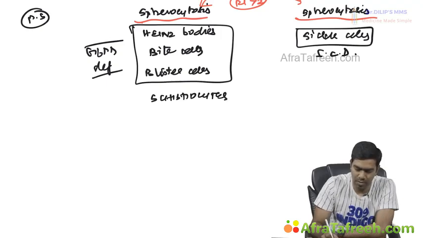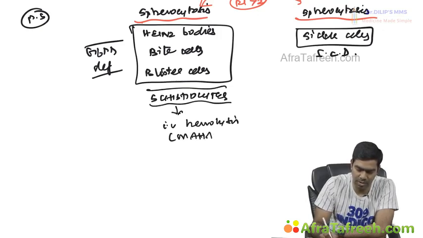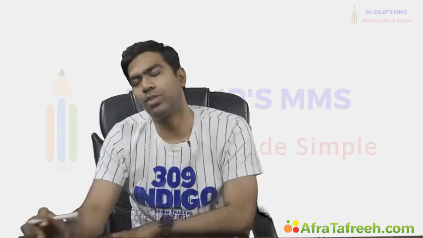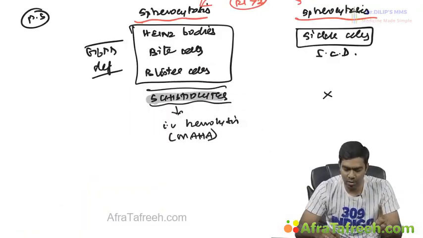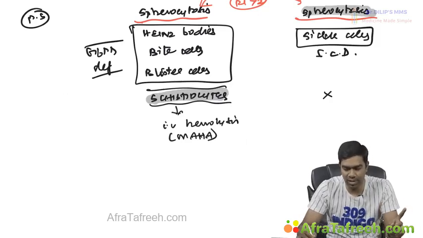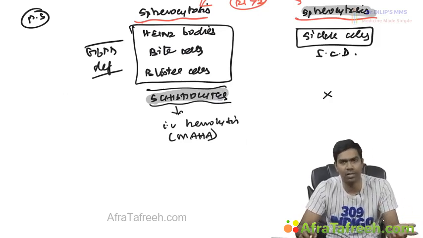Why is this point very important? Because schistocytes always point towards intravascular hemolysis. A typical example where you will see schistocytes is MAHA, microangiopathic hemolytic anemia, whereas in pure extravascular hemolysis you won't get schistocytes, though spherocytes can be a feature. If you still want to differentiate, remember one solid point: schistocytes mean intravascular, while spherocytes usually go towards extravascular, but not always the case. Spherocytes can be seen in both. But schistocytes are definitely intravascular. There's no doubt about it.